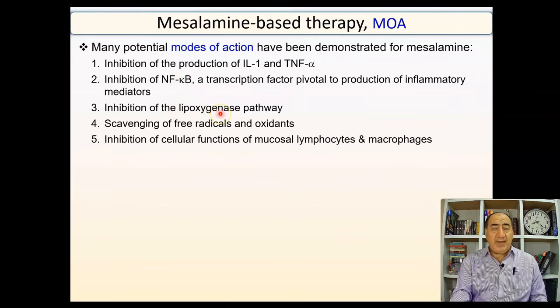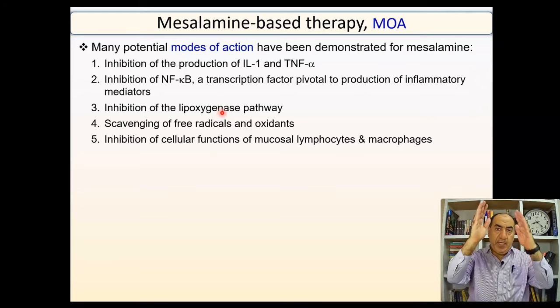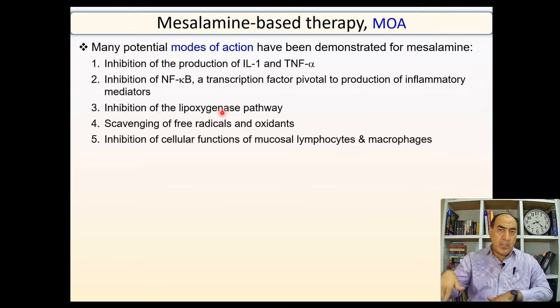Inhibition of the lipoxygenase pathway. If you remember arachidonic acid, there is a COX and there is a LOX. COX produces prostaglandins, thromboxane, and prostacyclin. LOX produces leukotrienes, and the leukotrienes themselves are inflammatory mediators. Also scavenging free radicals and oxidants, which can cause cell damage. These are the mechanisms of mesalamine. Also inhibition of cellular function of mucosal lymphocytes and macrophages, a little immune suppressant effect, which also will help in dealing with this disease.